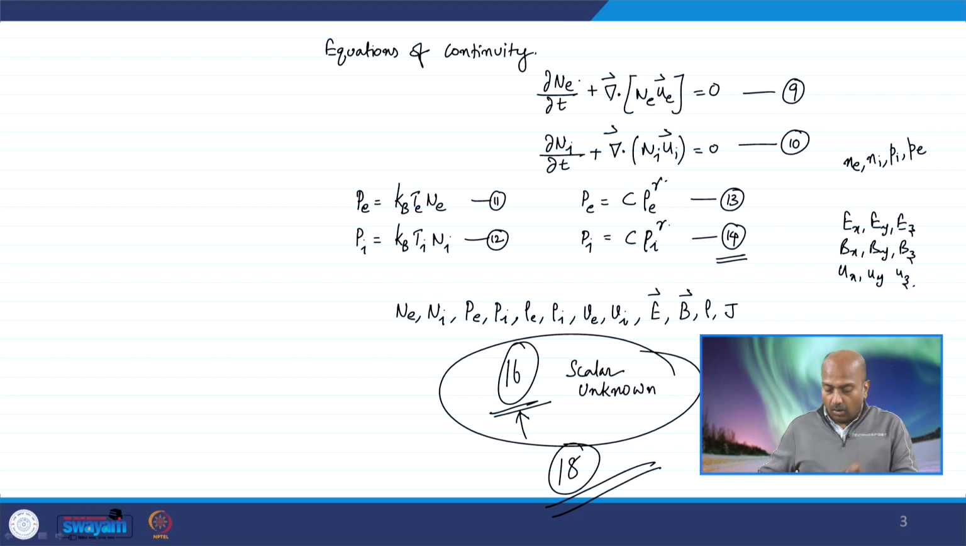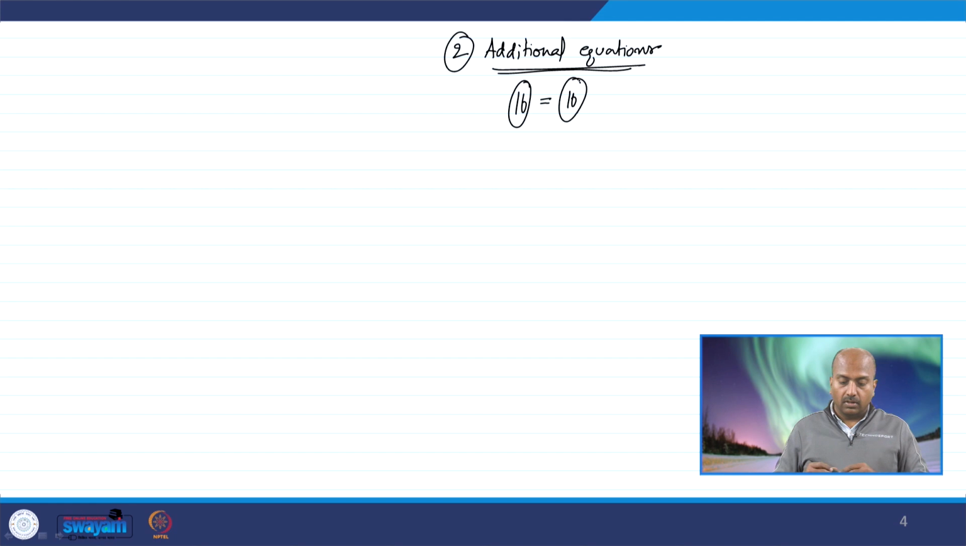So let us write down the unknowns first and also write down a consolidated list which tells you all the equations. Okay, so let us say we have the unknowns or variables Ne, Ni. There are 2 variables here.